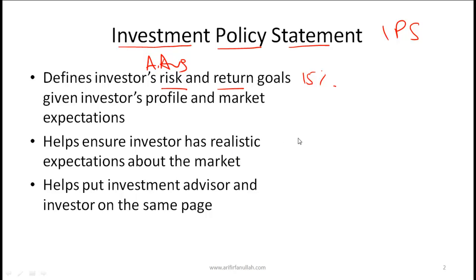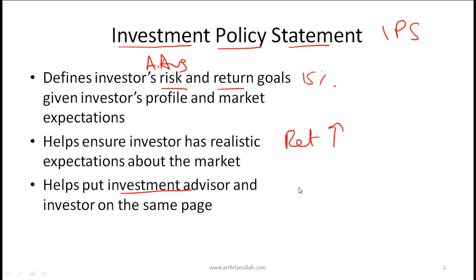And while every investor would expect returns to be very high at a very low level of risk, that might not be possible. So it is the job of the investment advisor to help the investor understand what is reasonable given the level of risk that the investor can take, and then essentially document this information in the IPS. So by documenting the discussion or the understanding between the investment advisor and the client, the IPS helps put the investment advisor and the investor on the same page.